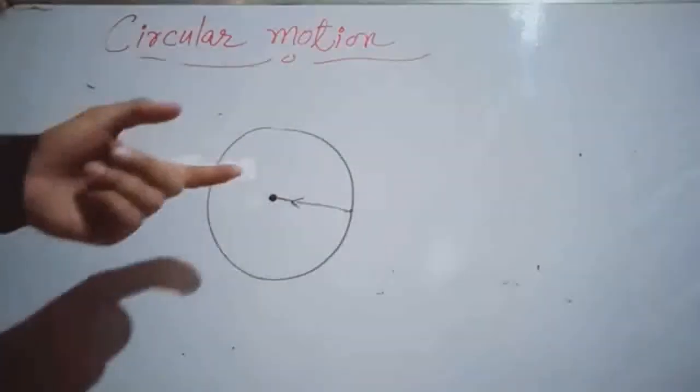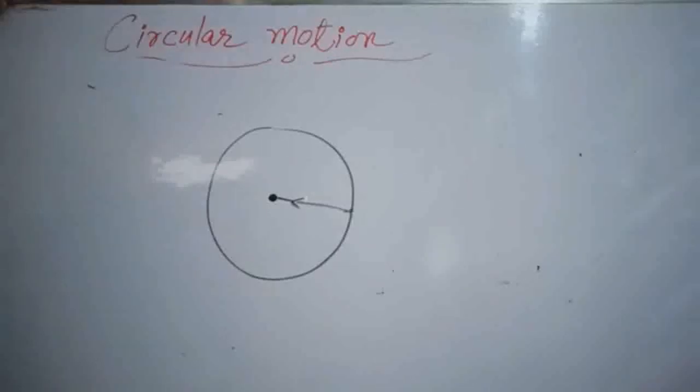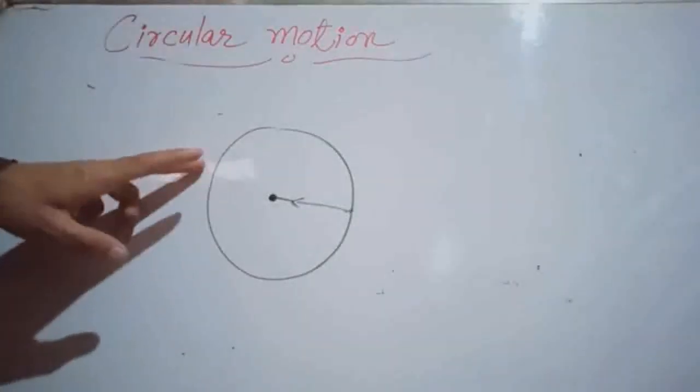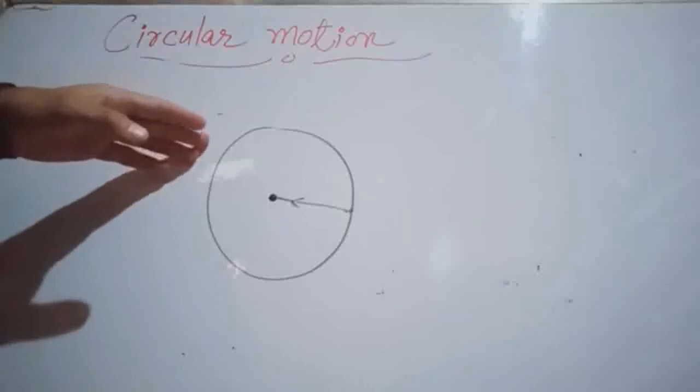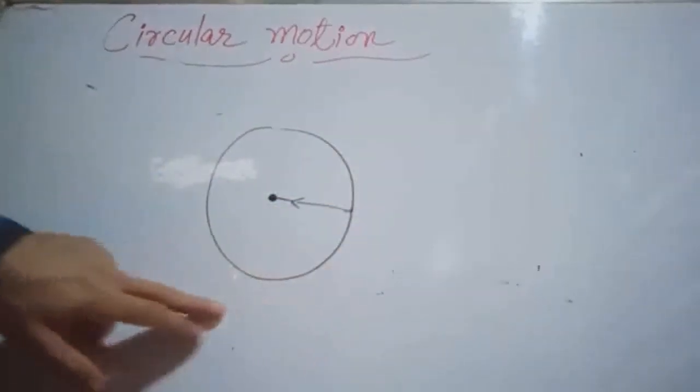So this is a special type of motion. And uniform circular motion is therefore an accelerated motion. So this is an accelerated motion here.